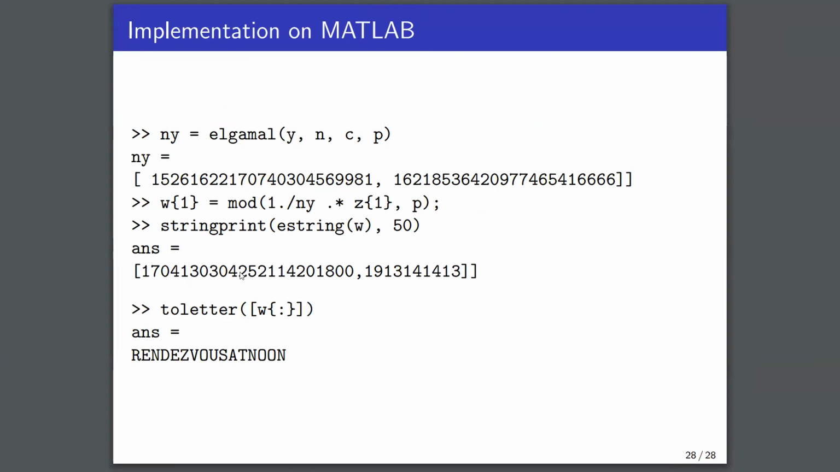Now we have to convert this into word format again. So there is a user-defined function called toLetter. It just breaks the message into 2-tuples. So 17, 0, 4, 1, 3, all of these are separate components. And then we convert them into letters and concatenate them. So we get the original message, which was rendezvous at noon.